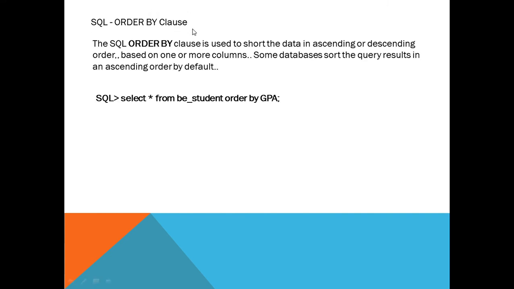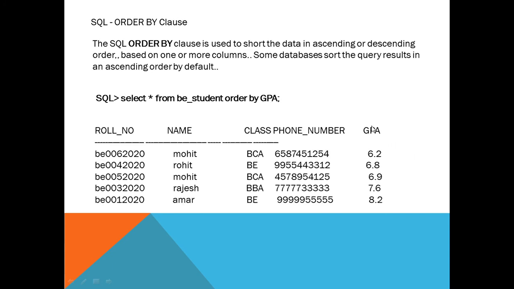Now the ORDER BY clause. The SQL ORDER BY clause is used to sort the data in ascending or descending order. By default it gives you the result in ascending order. Suppose select * from B student order by GPA. Here the GPA is in ascending order. I am selecting all the data ordered by GPA.